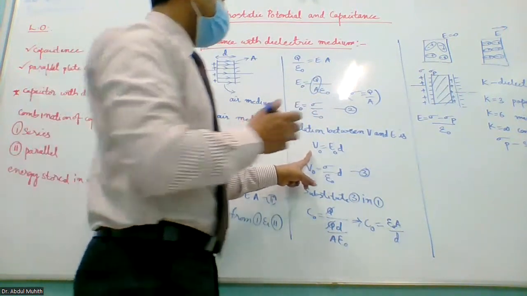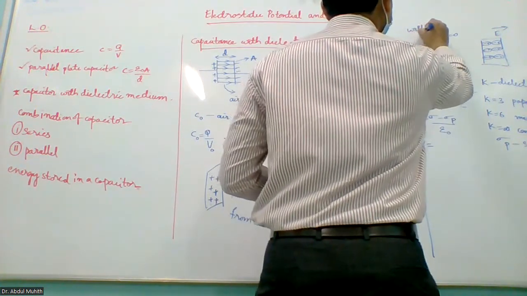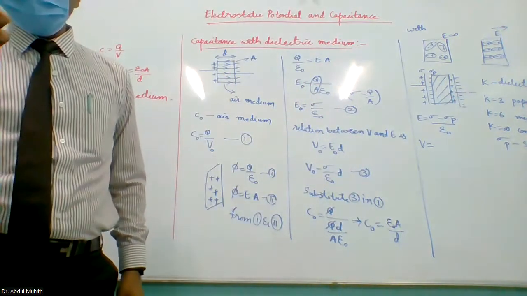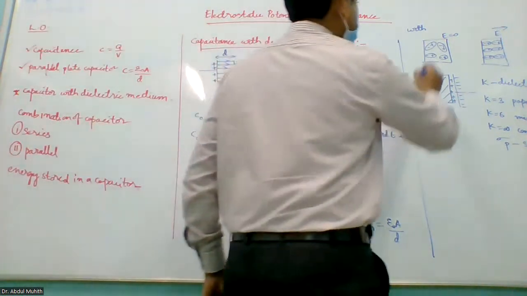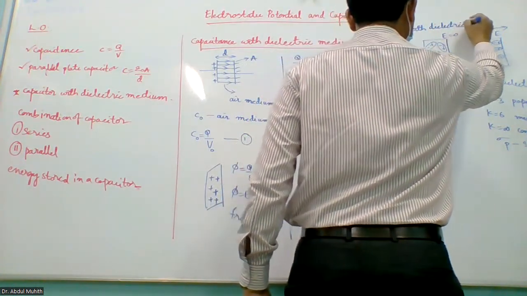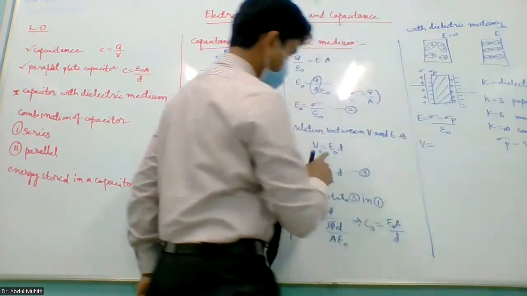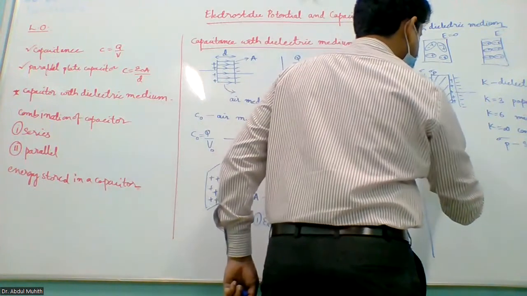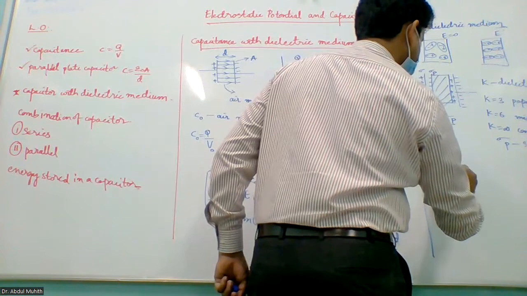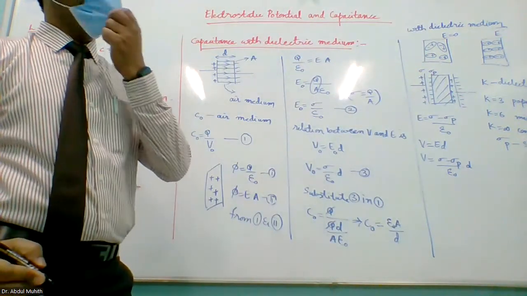Now what is V? V is equal to ED. This is with the dielectric medium. For the air medium it is V0 and E0. For the dielectric medium it is not like that, it is changing. So V is equal to ED, right? This is the relation. What is E? V is equal to sigma minus sigma P by epsilon 0, into D.